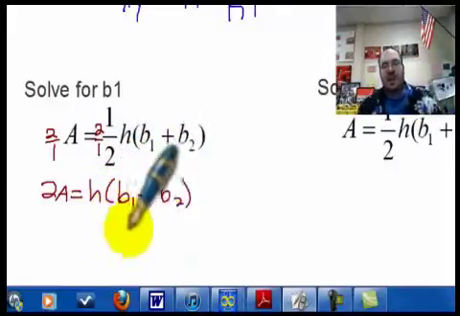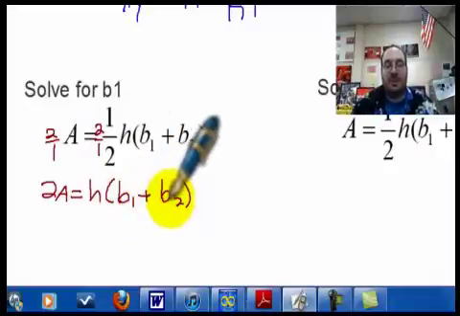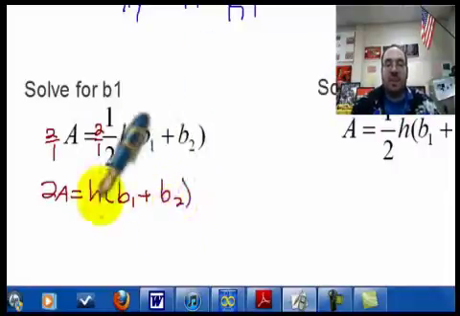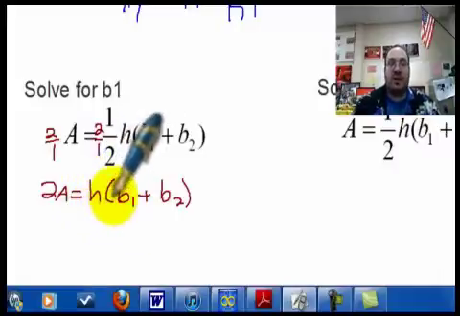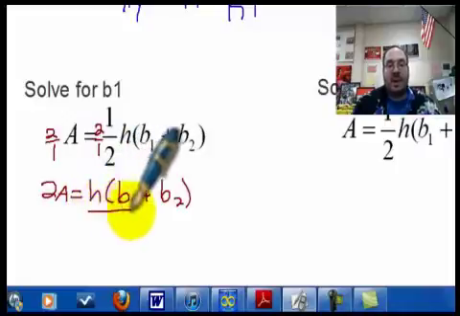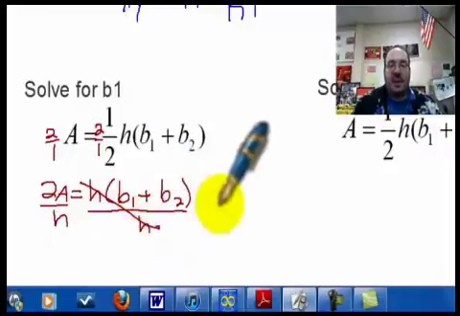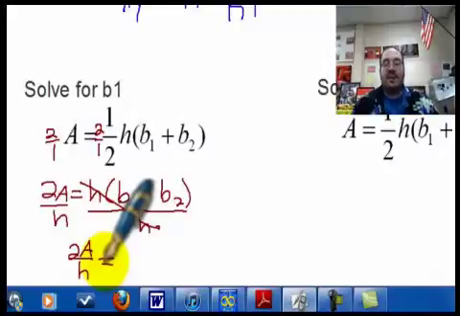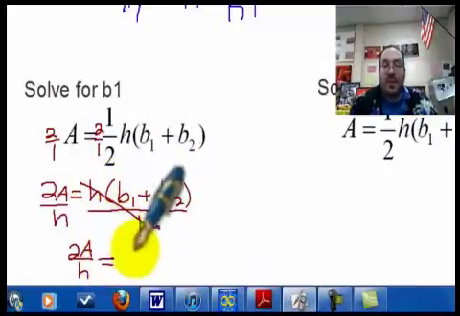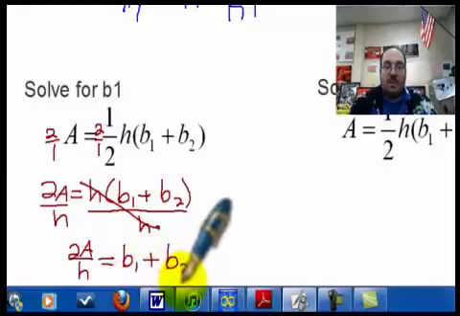Now, I still can't do anything with this b1. It'd be nice if I could get rid of that b2, but it's stuck in a grouping symbol. And grouping symbols are very powerful. You can't just rip them apart. So to get rid of the grouping symbol, if I didn't have anything out in front of it, I could just get rid of it. So I can start by getting rid of that h. So I divide everything by h, and that cancels, and now I have 2A over h equals, and because there's nothing out in front of the grouping symbol, there's no reason to have it anymore. So I just don't write it. And I have b1 plus b2.